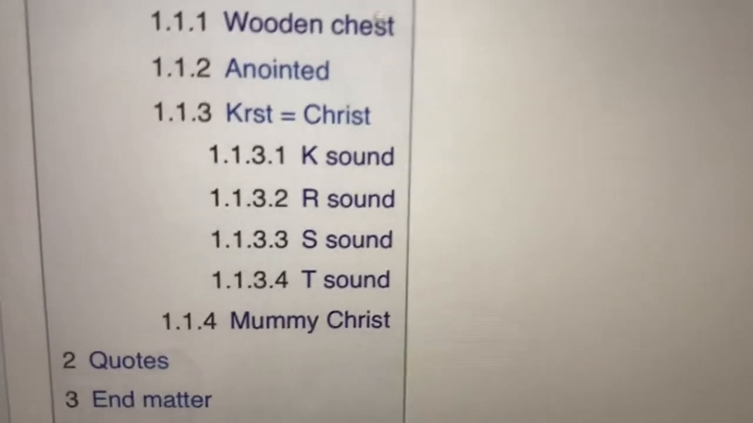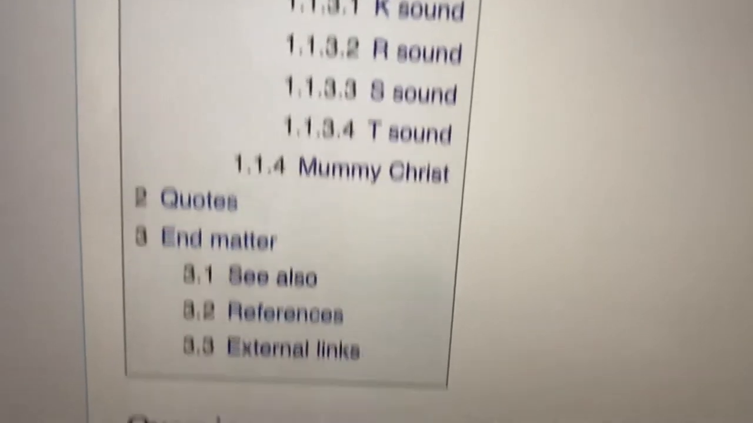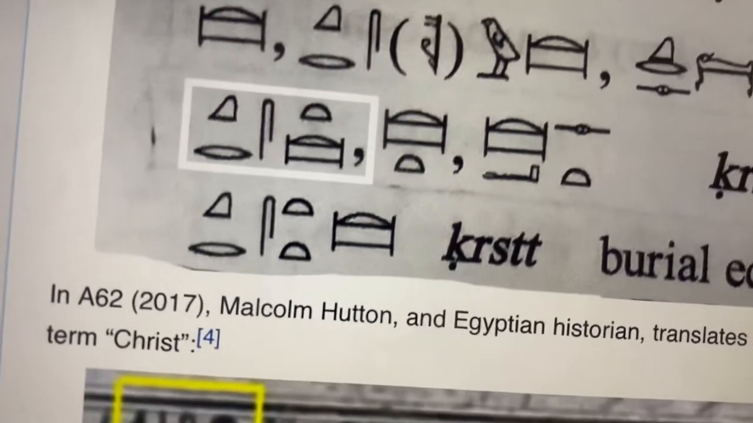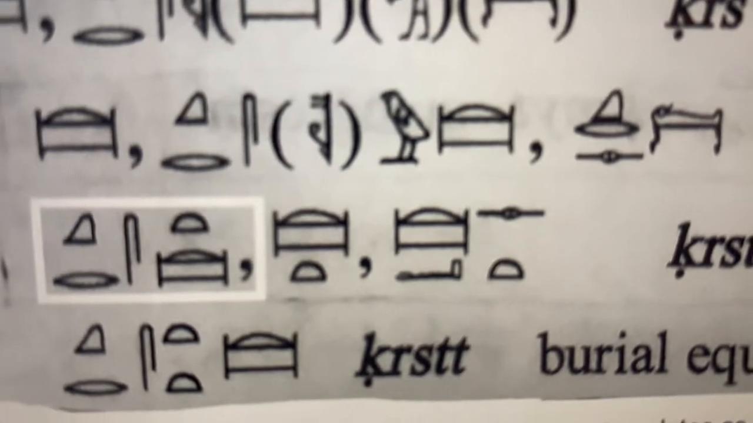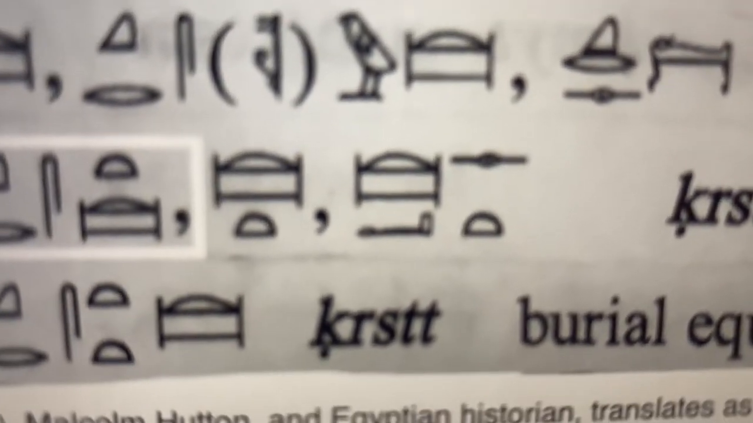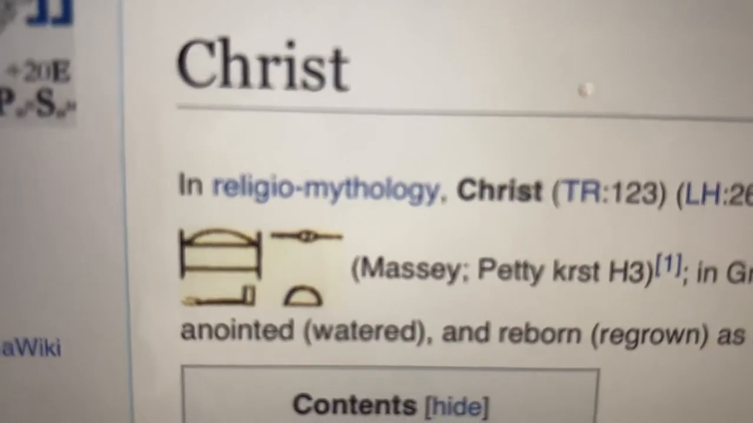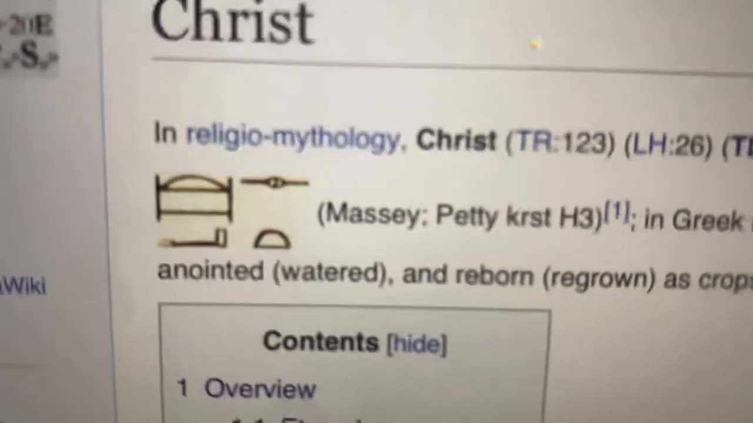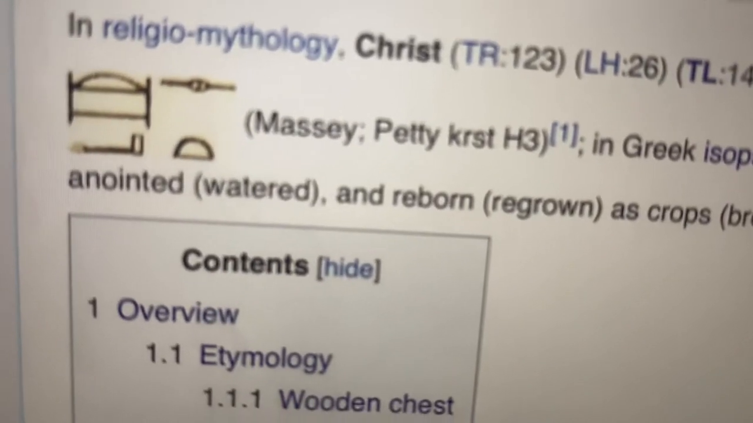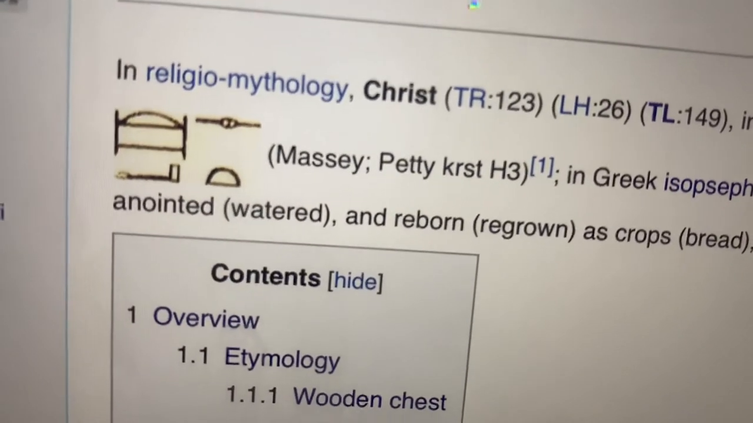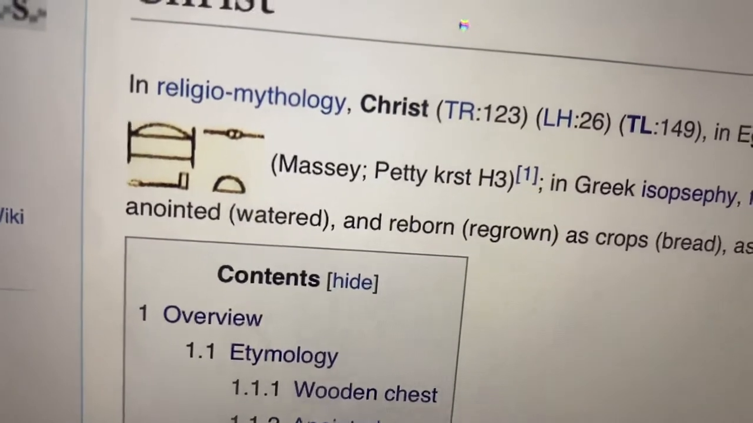So we've covered the K sound, R sound, S sound, T sound. And the last symbol here is the Cyrus chest plus this clasp symbol plus raised form and bread. And this is cited by Massey and Petrie as the sign of the krst. So this is a forearm raised. Supposedly this could mean that Isis, which is this S symbol, raises Osiris as the Orion constellation in the sky.